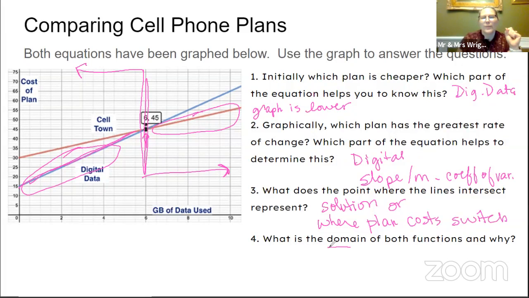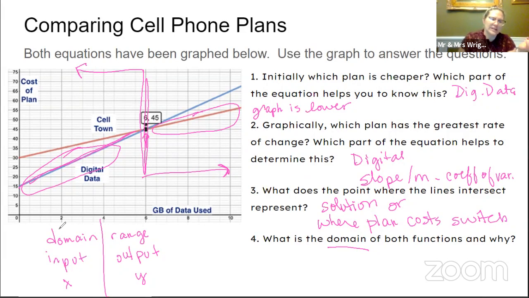Okay, what is the domain of both functions and y? Remember, we have two things, domain and range. And we have two types of data, input and output. Those are represented with two variables, x and y, right? And they all line up like this. Domain is the input, which is the x value. Range is the output, which is the y value. This is the independent, this is the dependent, okay? So the domain is going to be, what are our possible x values, all the possible inputs of data we can have?